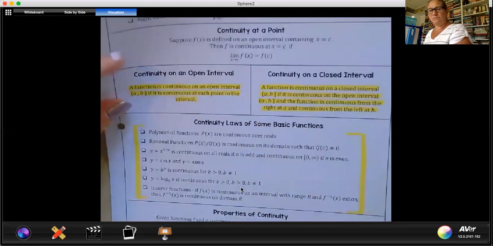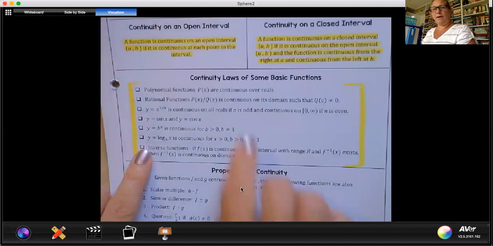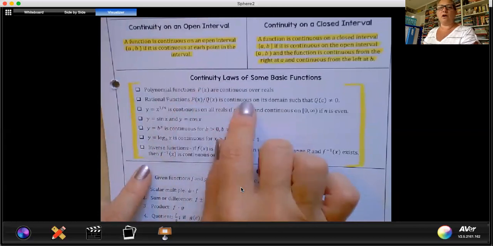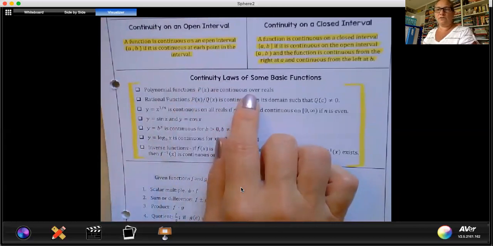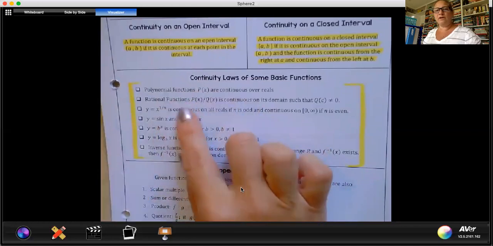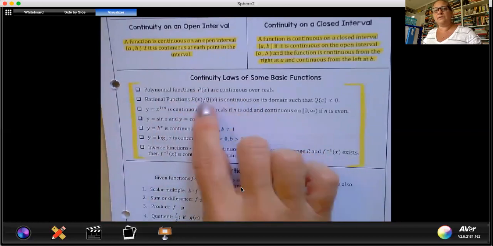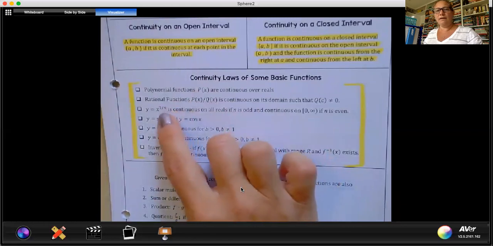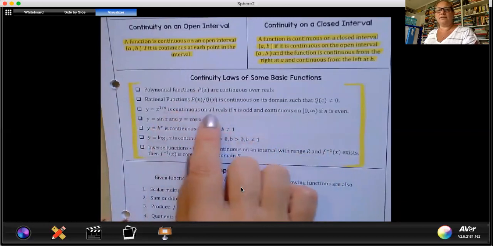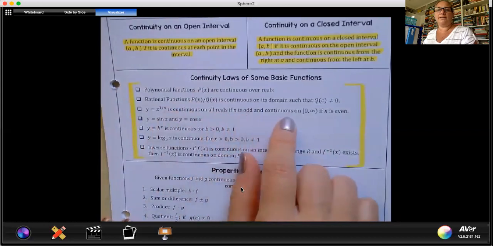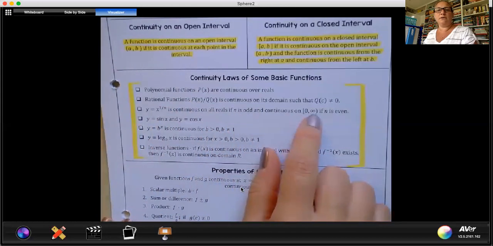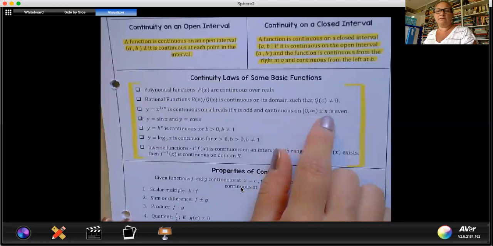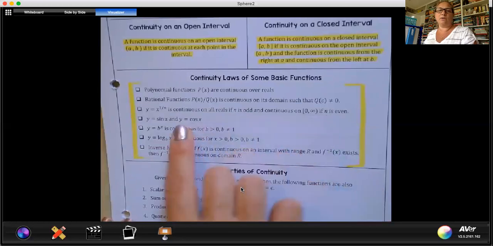Now, this is just some general information about basic functions. Polynomial functions are always continuous. So if there's no denominator, what you have is always continuous. Rational functions are going to be continuous as long as the denominator is not equal to 0. We have an exponential function here. It is continuous on all reals if n is odd, and it is continuous on 0 to infinity if n is even. Sine and cosine are always continuous.